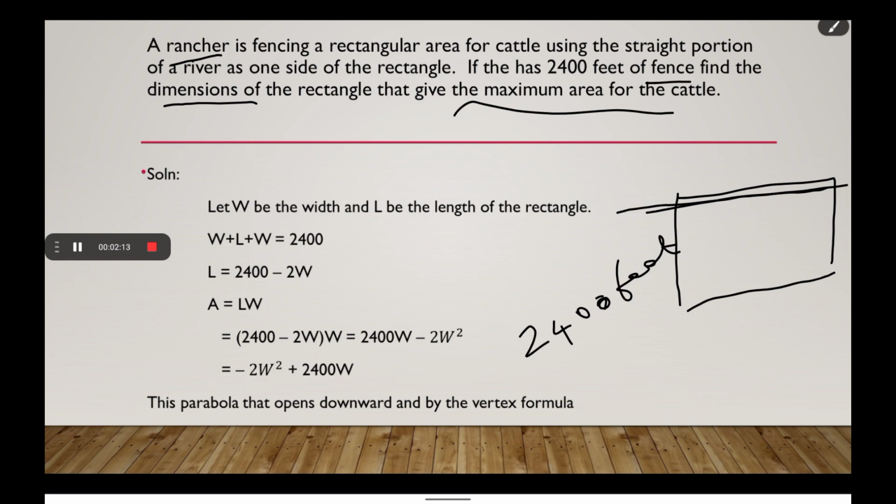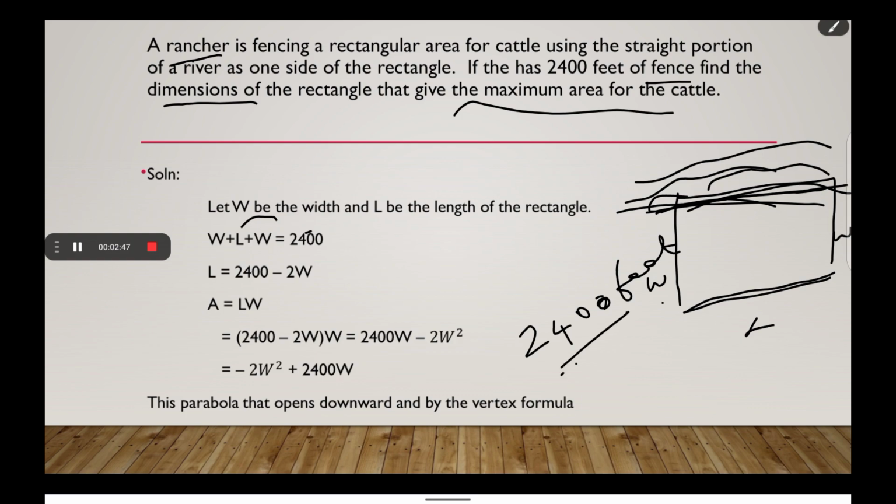The solution is: consider that W is the width and L is the length of the rectangle. One side is covered by the river. This is one length, L, and these are the widths. There are 2 widths, so W plus L plus W is the whole fence, and that is equal to 2,400 feet, as given in the question.